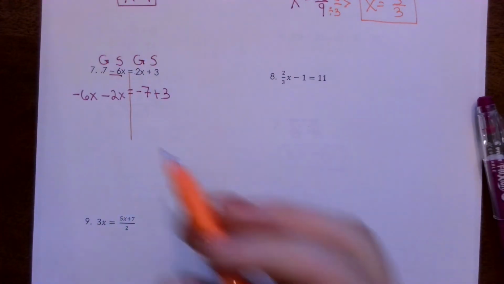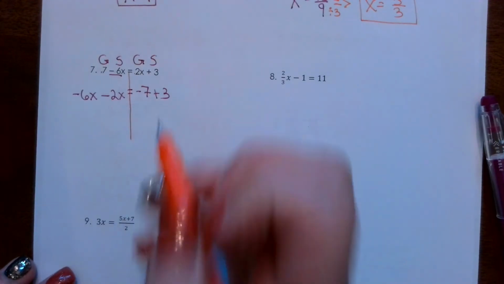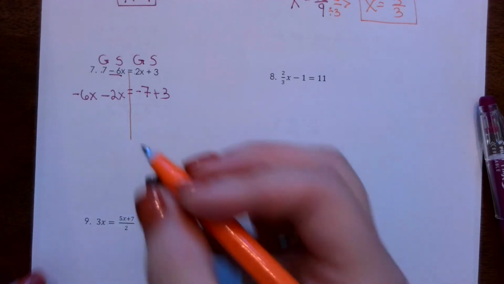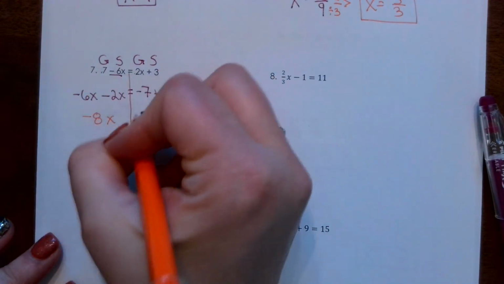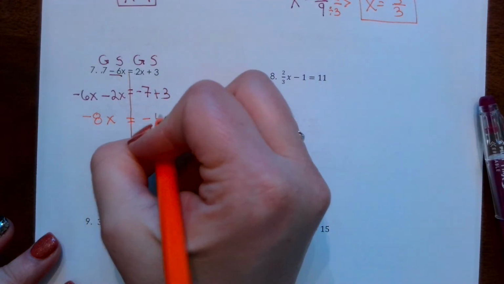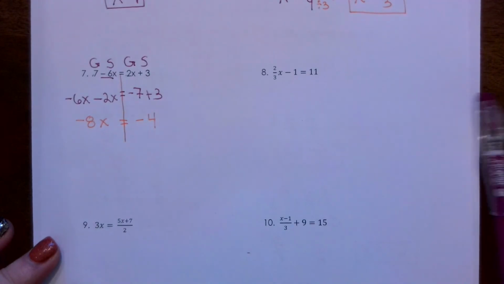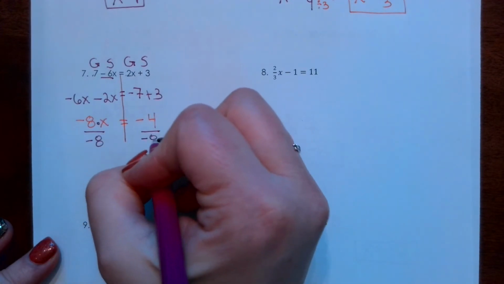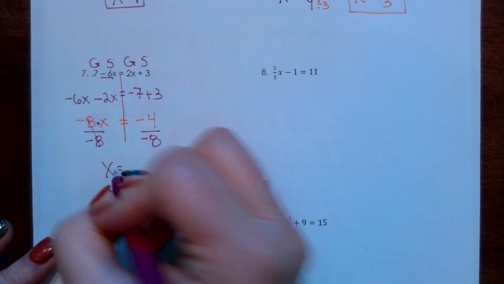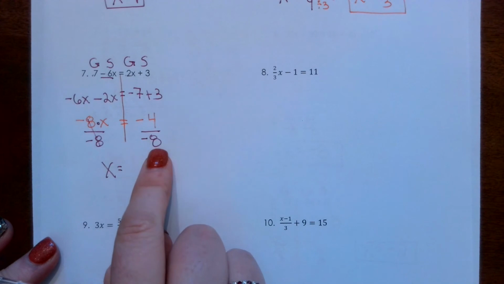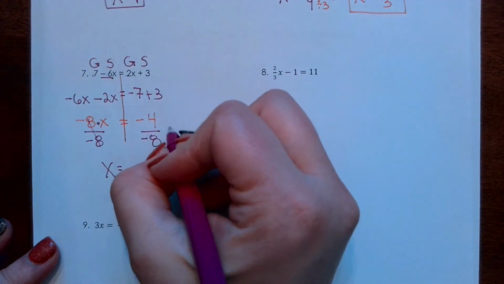Alrighty, when I combine those like terms, negative 6 minus 2. Put that in a calculator, negative 6 minus 2, and you will get negative 8x equals negative 7 plus 3, negative 4. Okay, multiplication. Use that inverse operation. Negative 8, negative 8. X equals, that's not going to be a whole number either. I think you're going to find if you put negative 4 divided by negative 8, not a whole number.